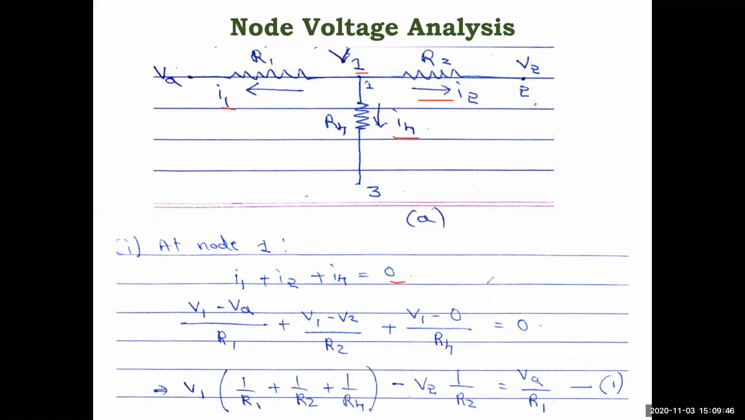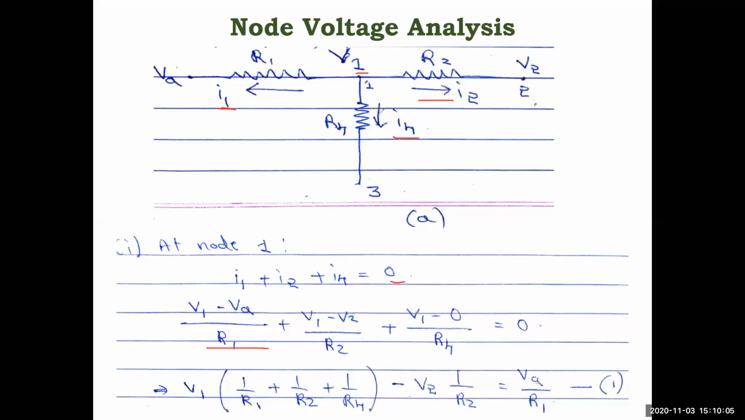Now we need to use Ohm's law next. What is the I1 current here? I1 current means V1 voltage minus VA voltage, because VA voltage is also there. So V1 minus VA by R1, that is the I1 current. Ohm's law, V by R, right? So V is not only V1 here.